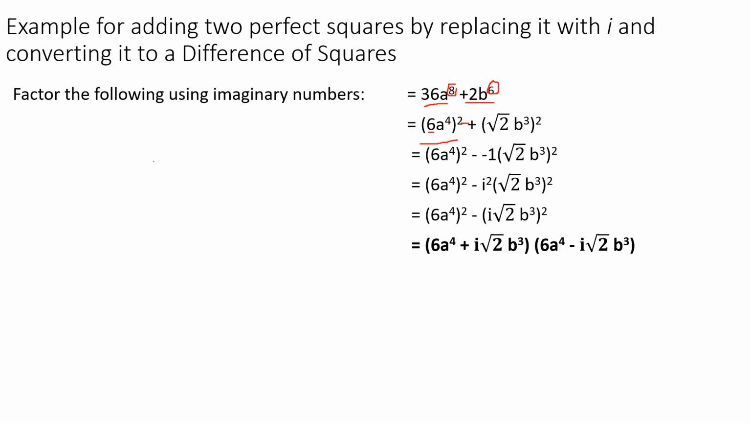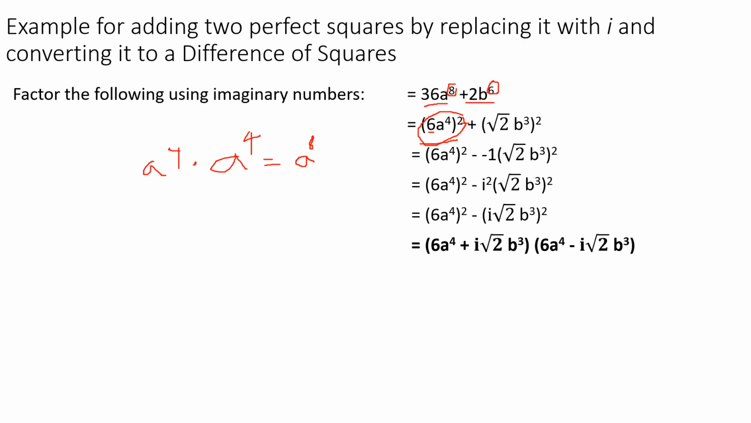And the reason is a to the 4th times a to the 4th. If we just multiply it out normally, it's still got a base of a. And remember, we add exponents. So it's a to the 8th. So 36a to the 8th is the same as 6a to the 4th squared. And there's my first square. Just renamed it. Then I got my second one here, 2b to the 6th.